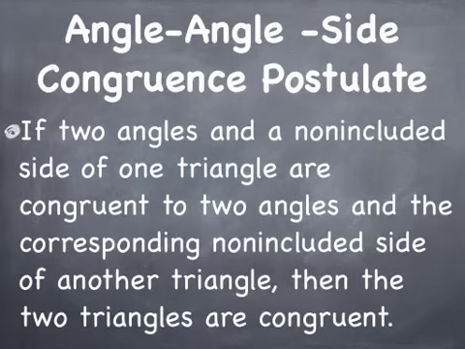The angle-angle-side congruence postulate says that if two angles and a non-included side of one triangle are congruent to two angles and the corresponding non-included side of another triangle, then the two triangles are congruent. So in this case, I'm going to have two consecutive angles and then a side that is not included that is going to be congruent to another triangle's two angles and the corresponding non-included side. So in this case, my side is not going to be between the two angles that are known.